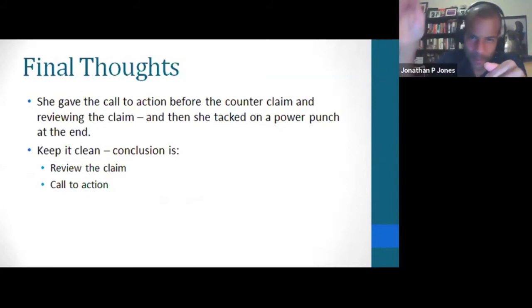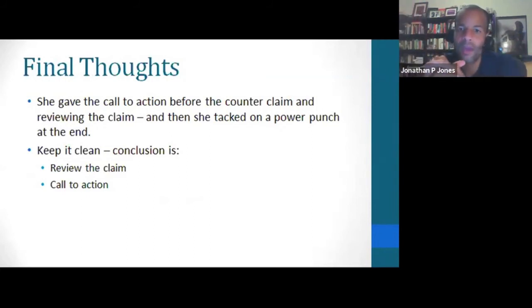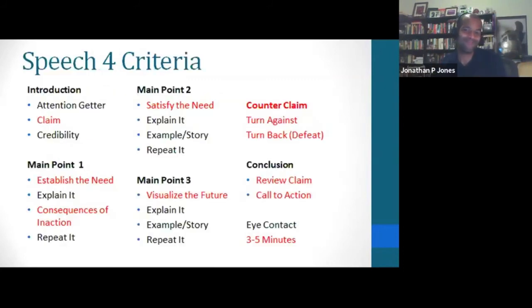The counterclaim can happen where you like. Remember, I told you that. But when you get to the conclusion, you've got to review the claim, have the call to action, and that's the end. We do not need power punch anymore. She gives the quote of the Special Olympics. I mean, yeah, don't need it. Okay? And that's it. That's the speech.